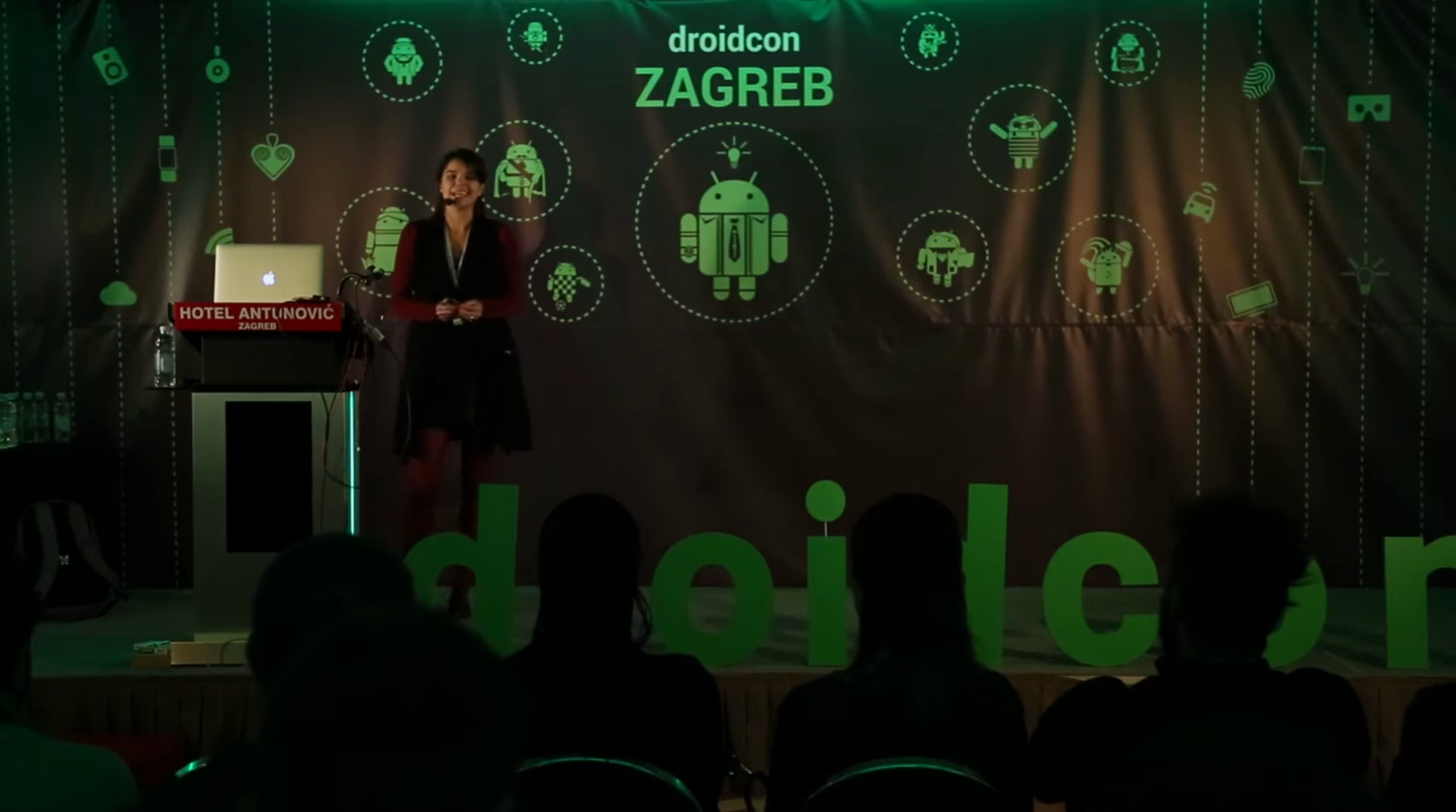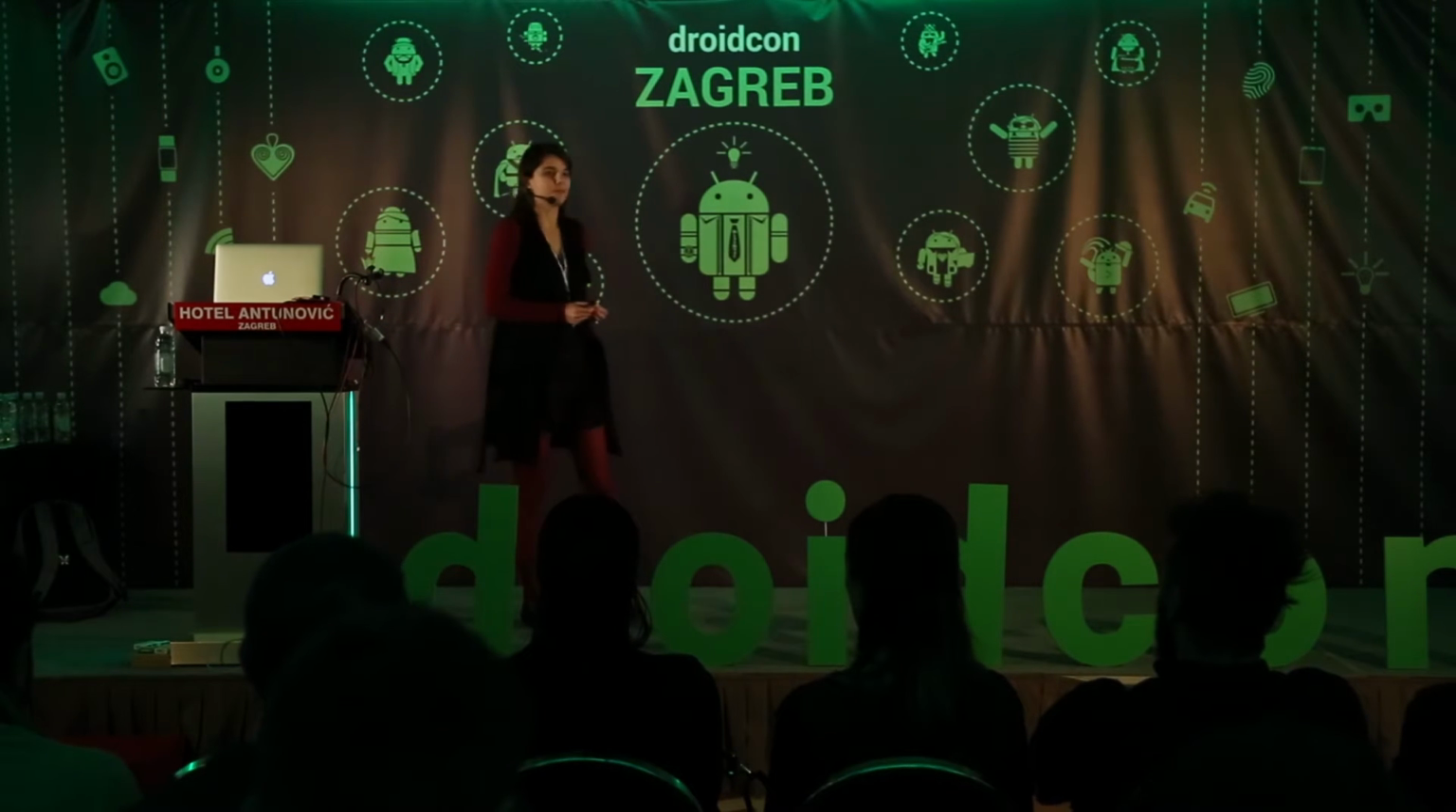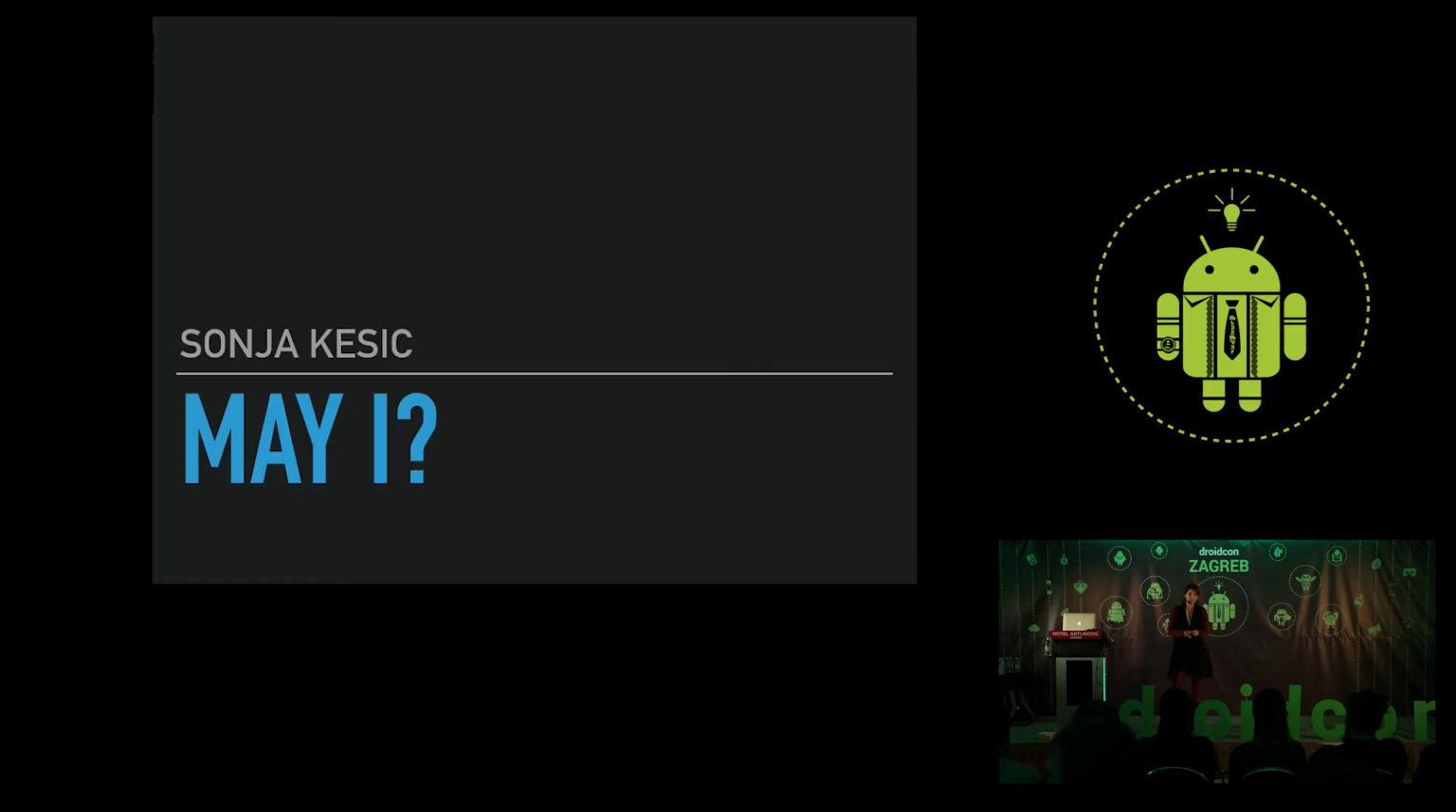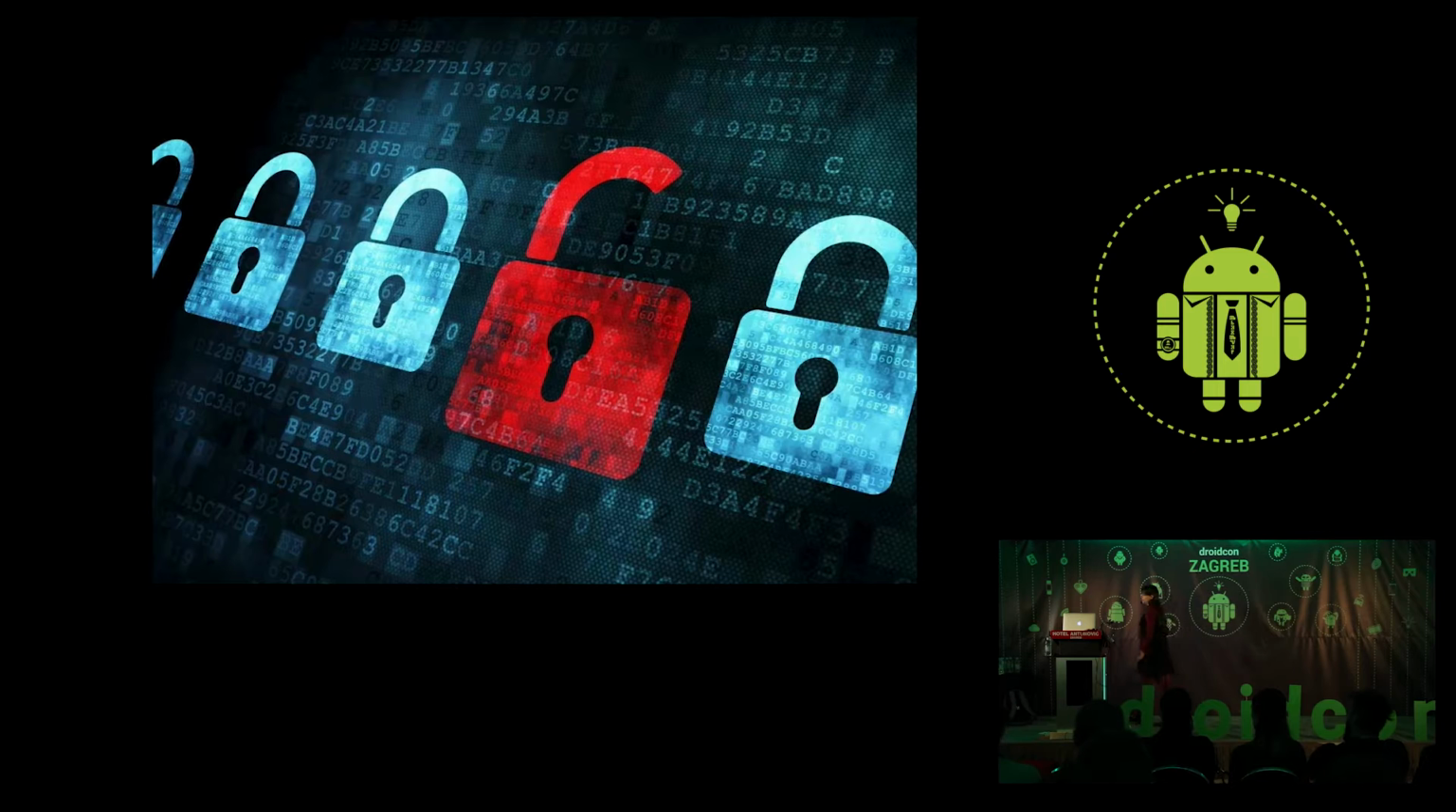My name is Sonja. I come from a consultant company called Endava. And for the last 3.5, almost 4 years, I've been working on Android projects for Sony Mobile. Today, we are going to talk about the Android security model and the new permissions model introduced in Android Marshmallow called runtime permissions.